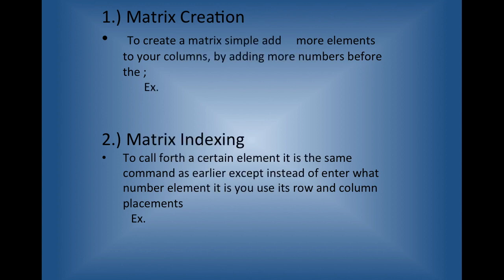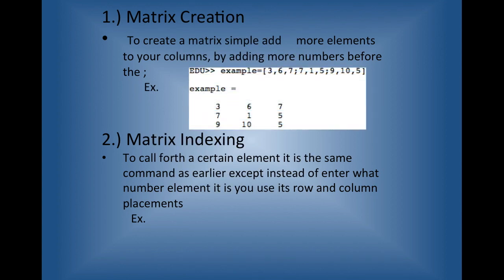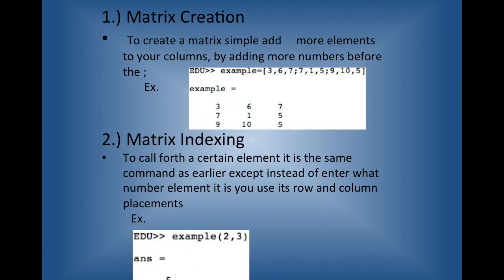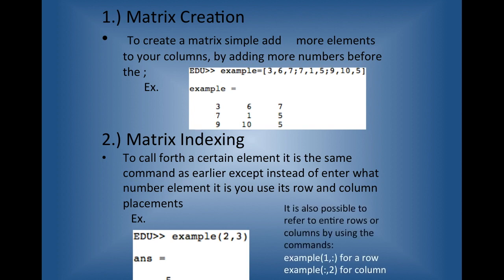Next is matrix creation. Matrix creation is basically combining the idea of a row vector and a column vector. So you separate elements that you want on the same row by commas, and then when you want to add a new row, you put a semicolon, which moves it to the next line. And then matrix indexing is basically the same concept, except for this you have to enter a row and a column number. So for example, we put in 2, and that gives us the second row, and 3 is the third column, which would give us 5.